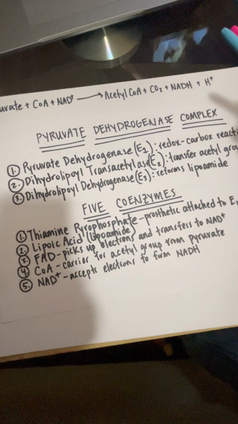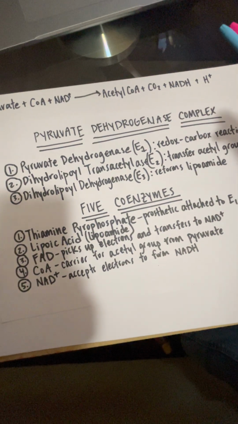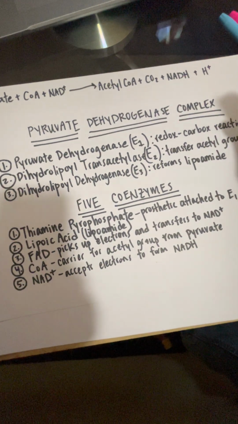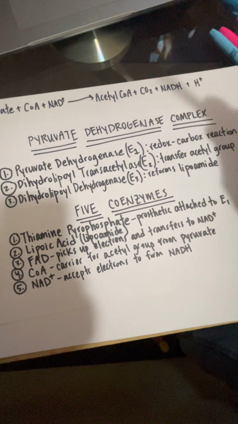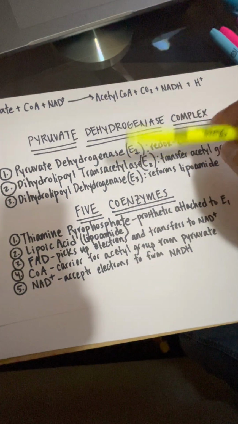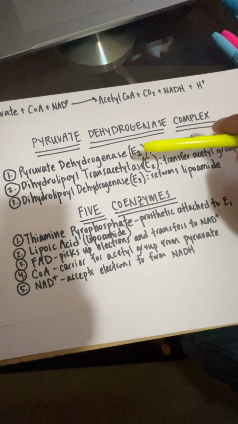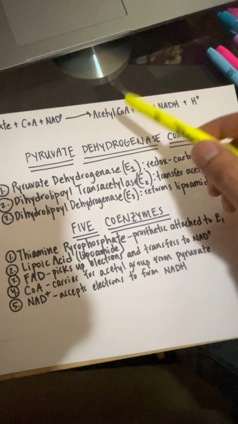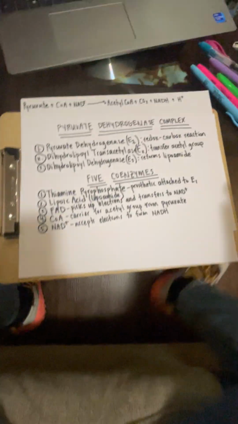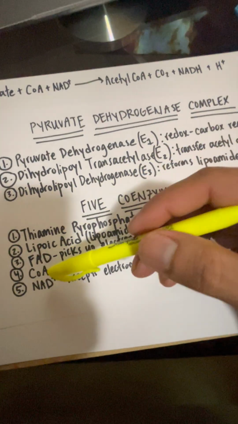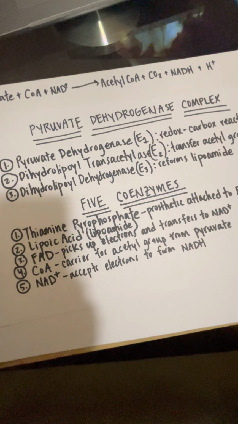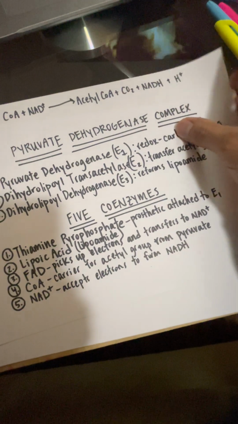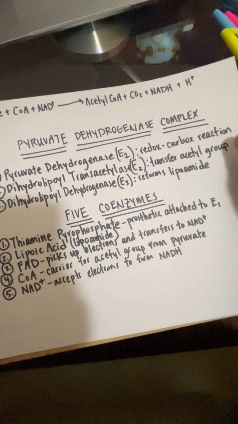Next, we have FAD, our CoA, and our NAD. So our CoA coenzyme is our carrier for the acetyl group that's formed in the first couple of steps, and that allows us to carry that group and create this final product of acetyl-CoA so we can begin the citric acid cycle. And FAD and NAD are involved in the last couple of steps, allowing for the regeneration of our coenzymes.